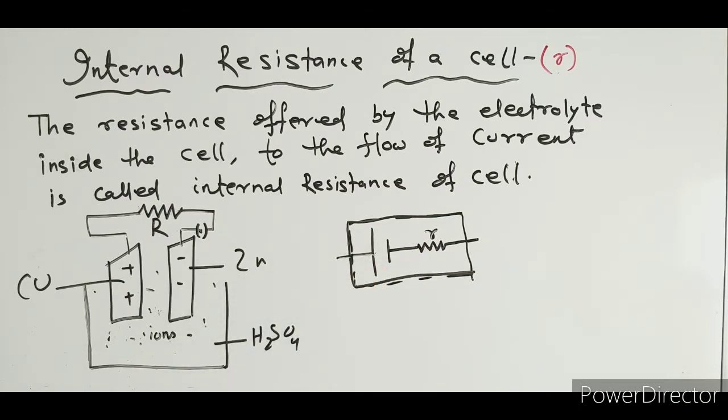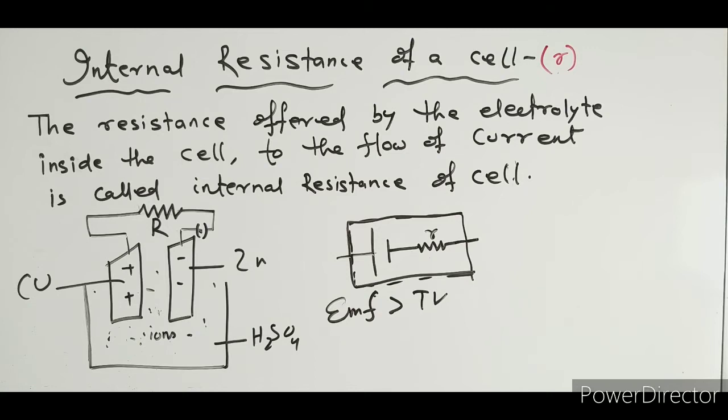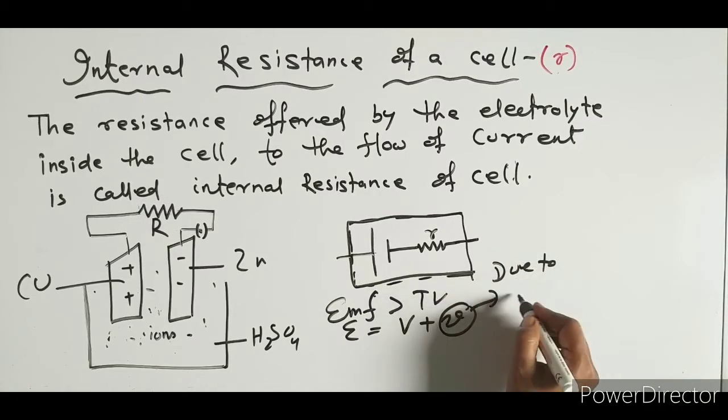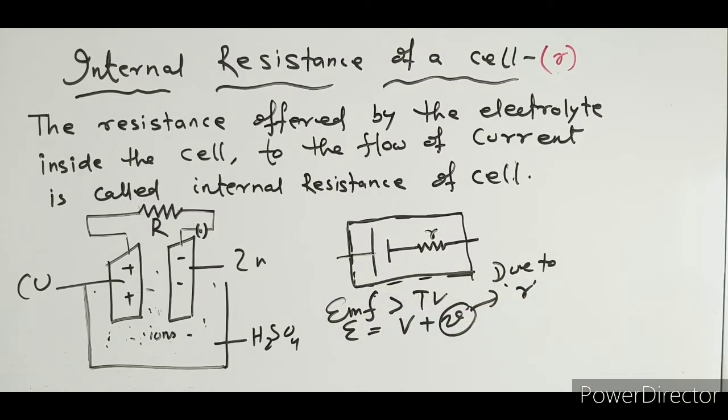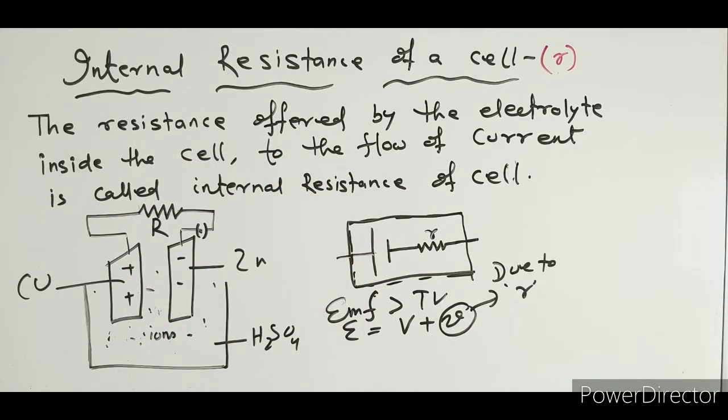Understood? And previously we had discussed that EMF will be greater than terminal voltage. Secondly, we have discussed EMF equals terminal voltage plus voltage drop. This voltage drop is due to internal resistance r, because it is offered. That is why there is a voltage drop. Due to internal resistance there is a voltage drop. Clear? Understood? So let me rub this.